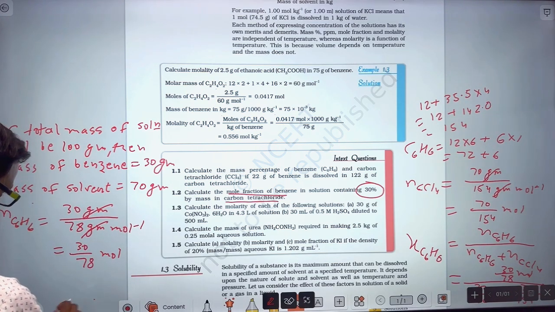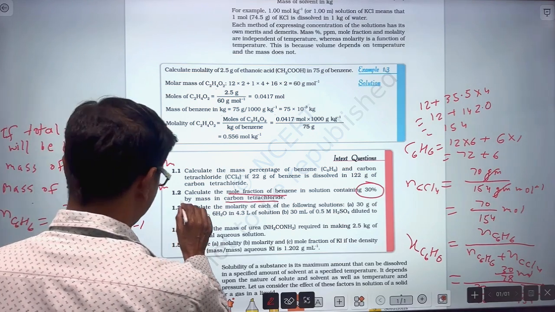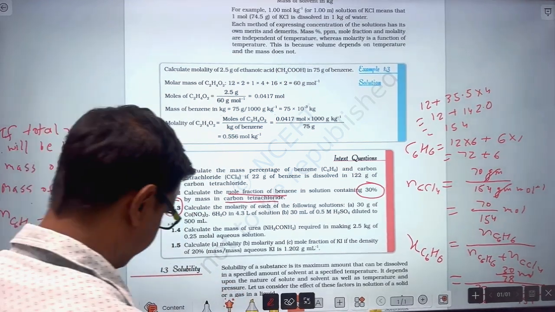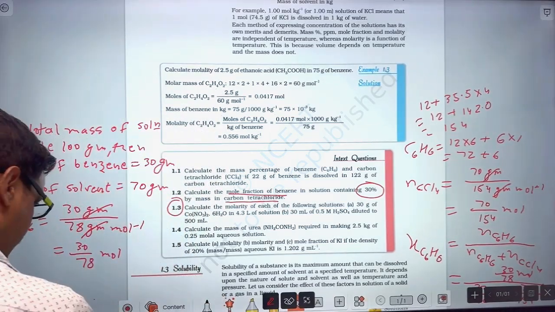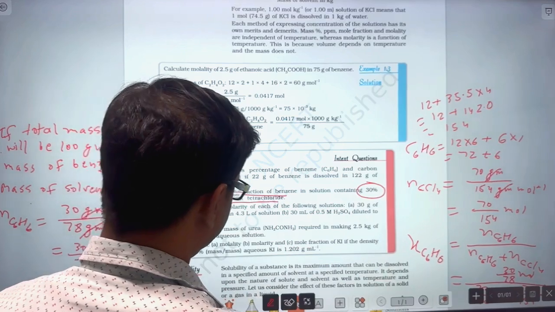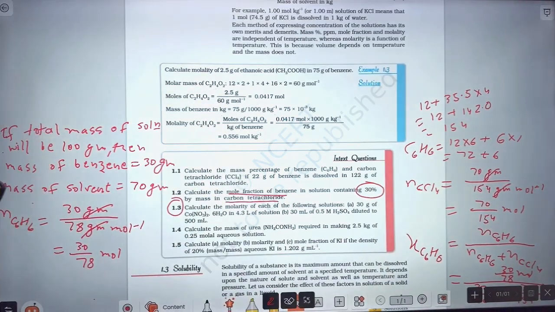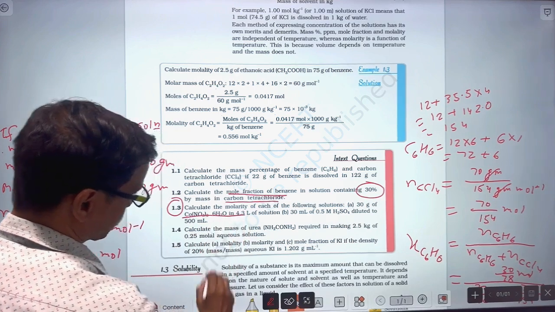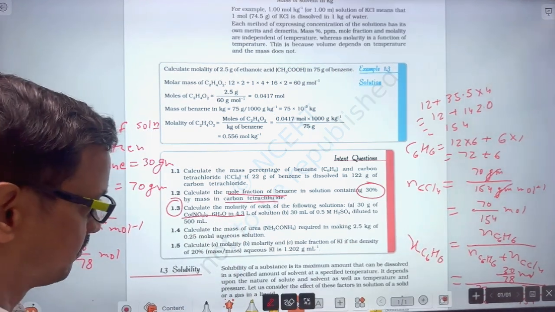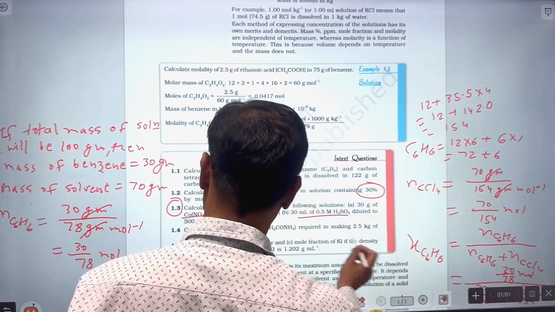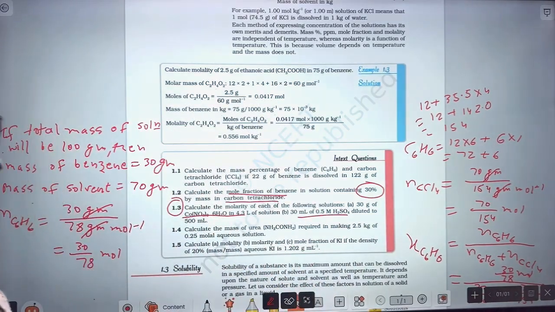That is 1.3. Let's see how to solve it. The question is: calculate molarity of each of the following solutions. A: 30 gram of this one in 4.3 liter of solution. C: 30 milliliter of this much H2SO4 diluted to that much. Let's see how to solve this question.